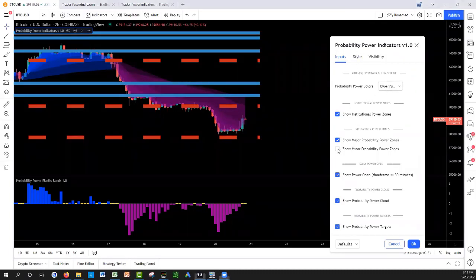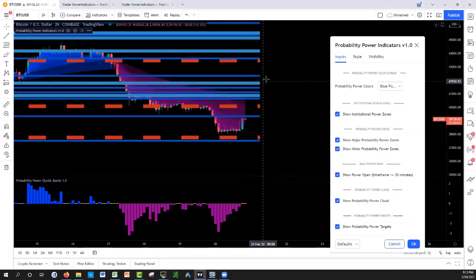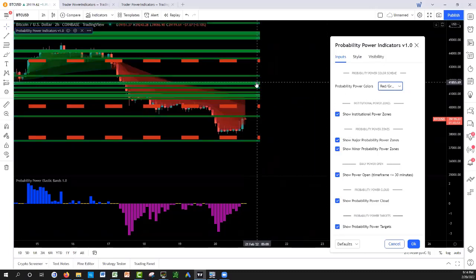So if we add in the minor probability power zones, we'll see that they are darker blue. And the major probability power zones are the lighter blue. If we change the colors, then we'll have a lighter green for the major probability power zones and a darker green for the minor probability power zones.